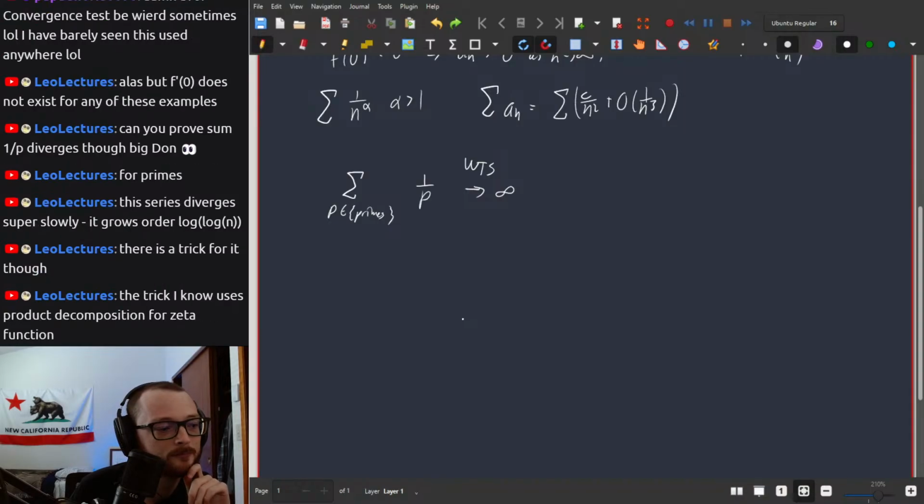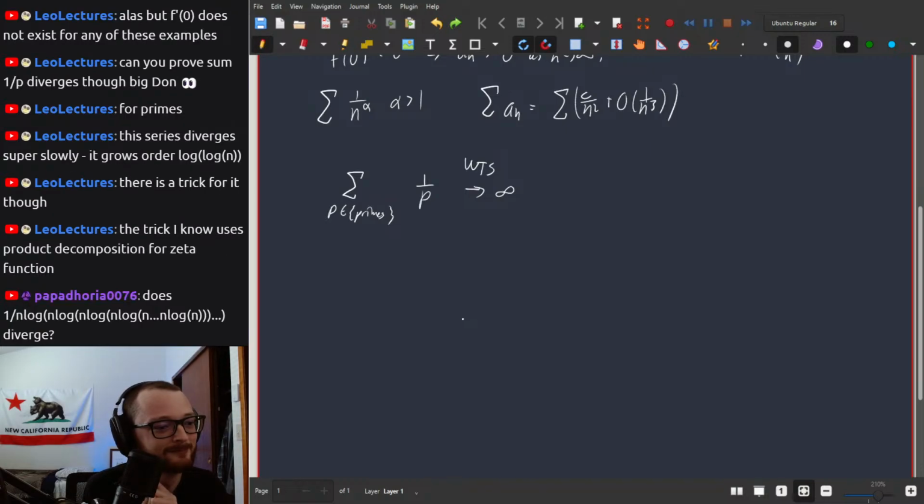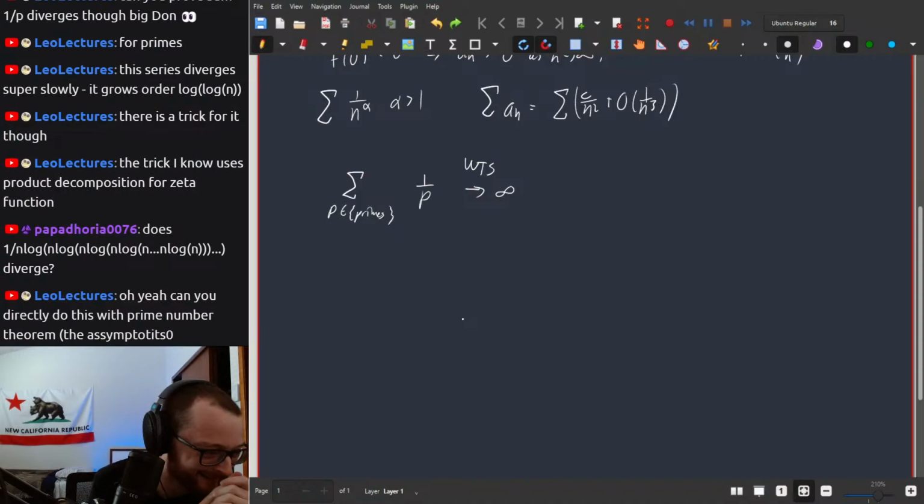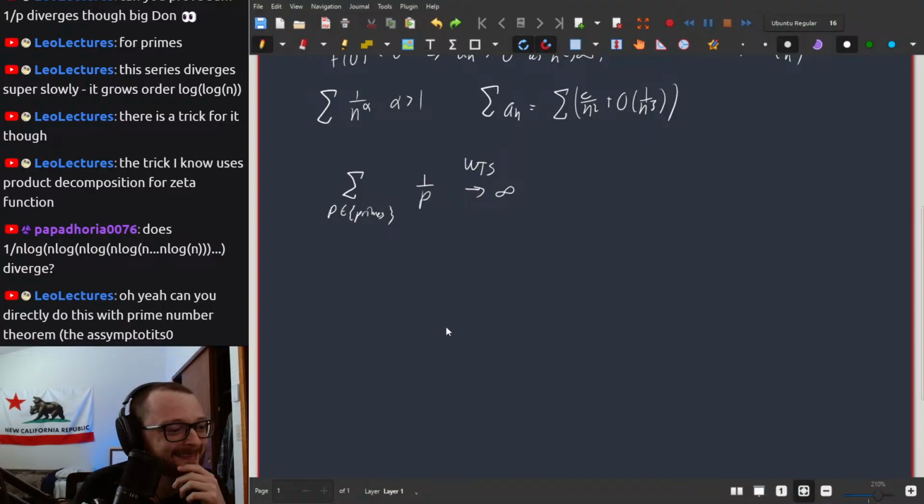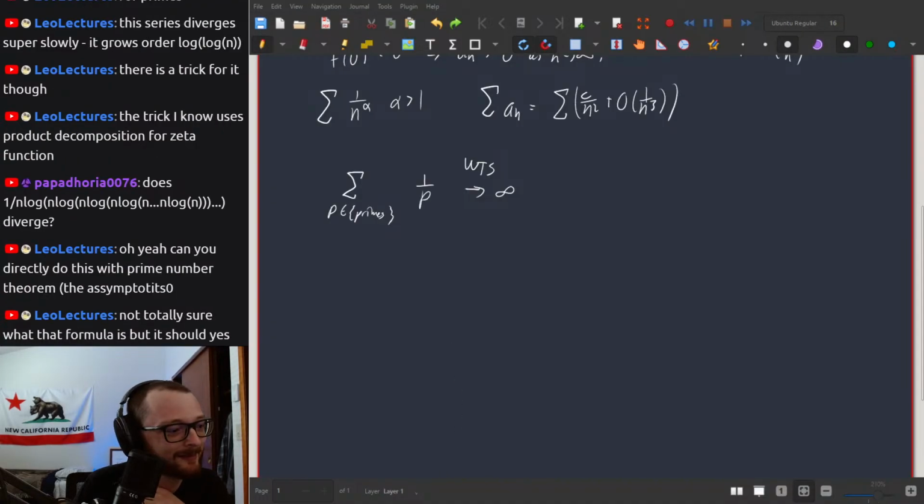Hmm. Oh, yeah, I don't know what the product decomposition for the zeta function is. Oh my god, Papadoria. I don't know. And I would bet it does. I would think that stuffing more stuff inside of the log isn't going to help you. That's my gut.